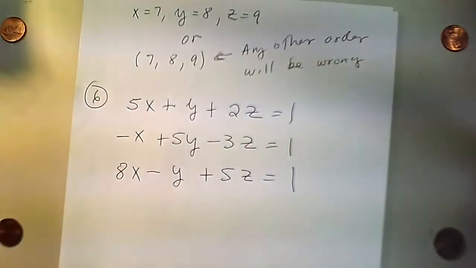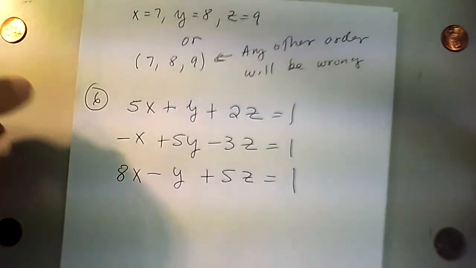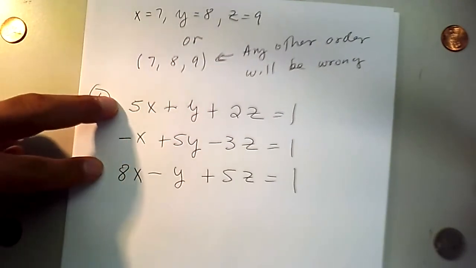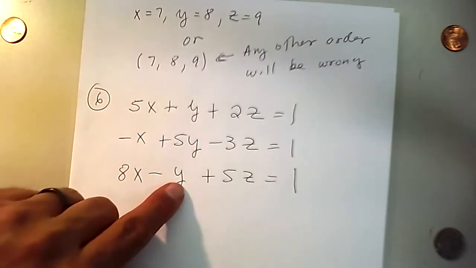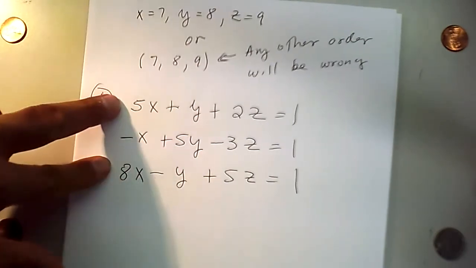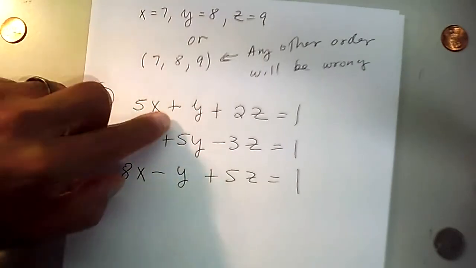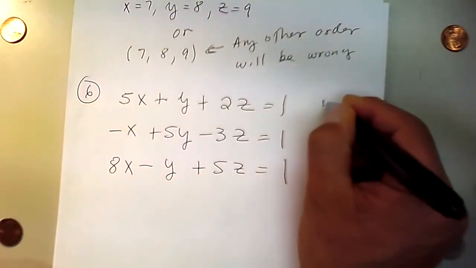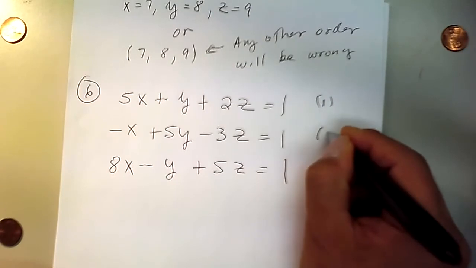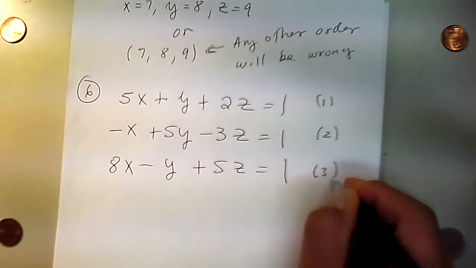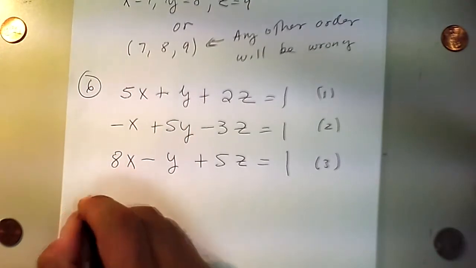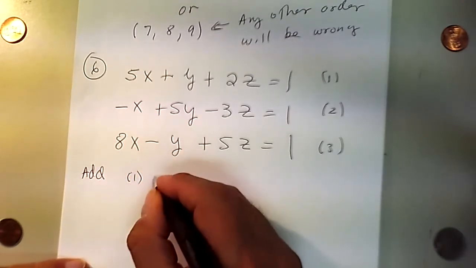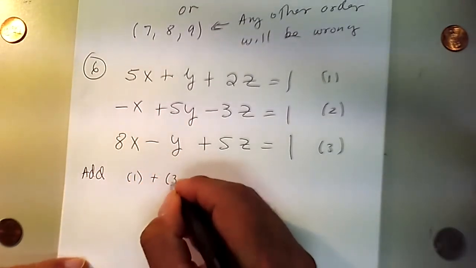Now here, no matter what we add, if we add those two, nothing will cancel. If we add those two, nothing will cancel. Oh, yeah, I take that back. The y's will cancel. That's the only thing that would cancel off if we add those two. The y's will cancel. Okay, so I'm going to do that. I'm going to label this as equation 1, equation 2, and equation 3. And I want to keep track of what I'm doing. So we're going to add equation 1 plus equation 3.